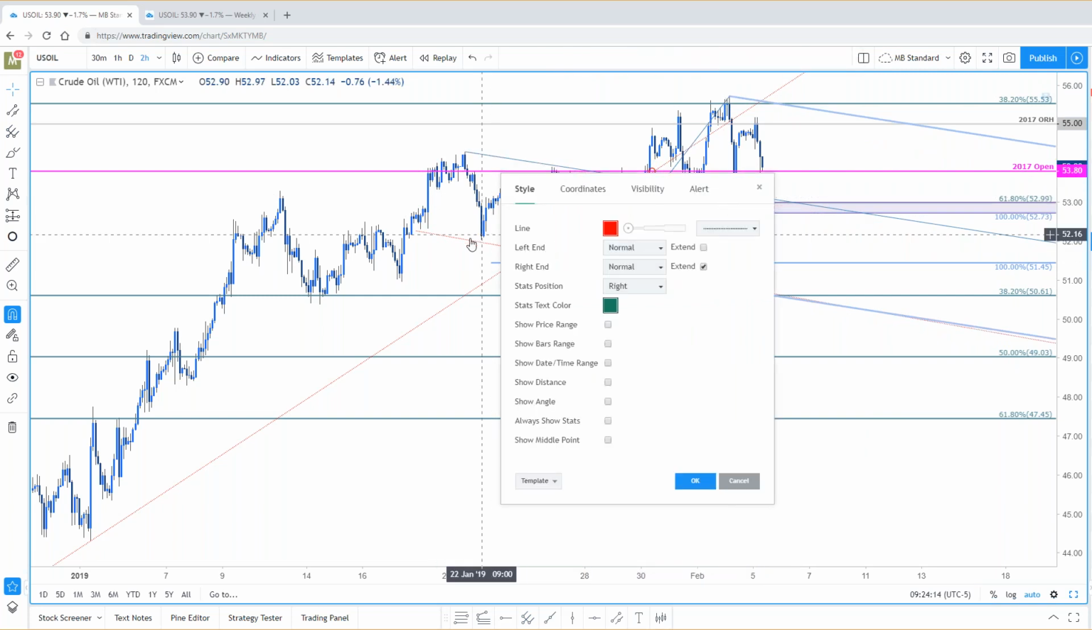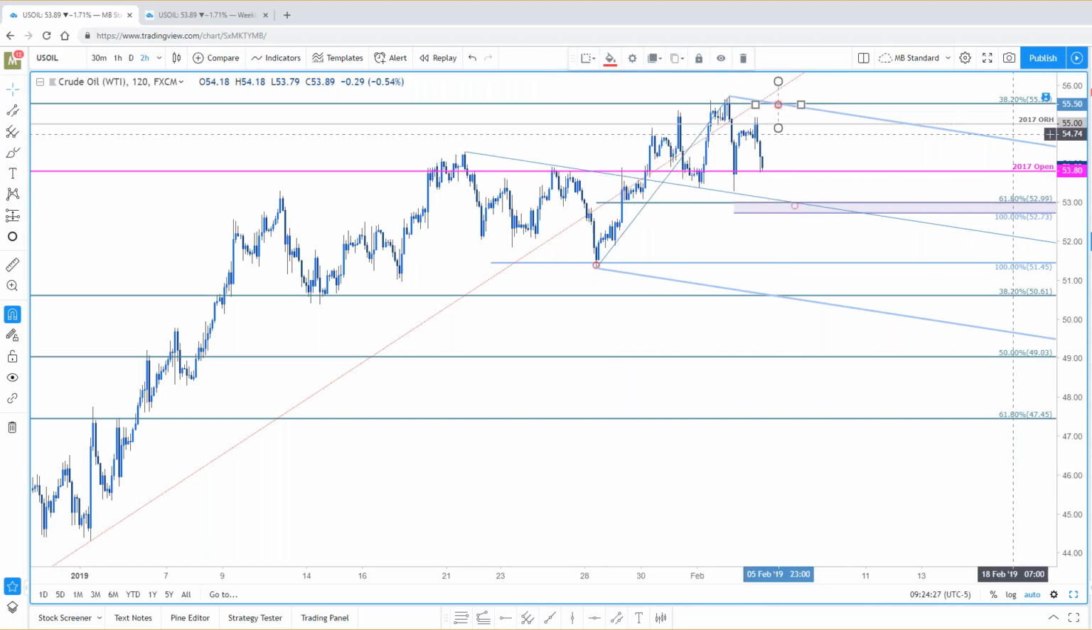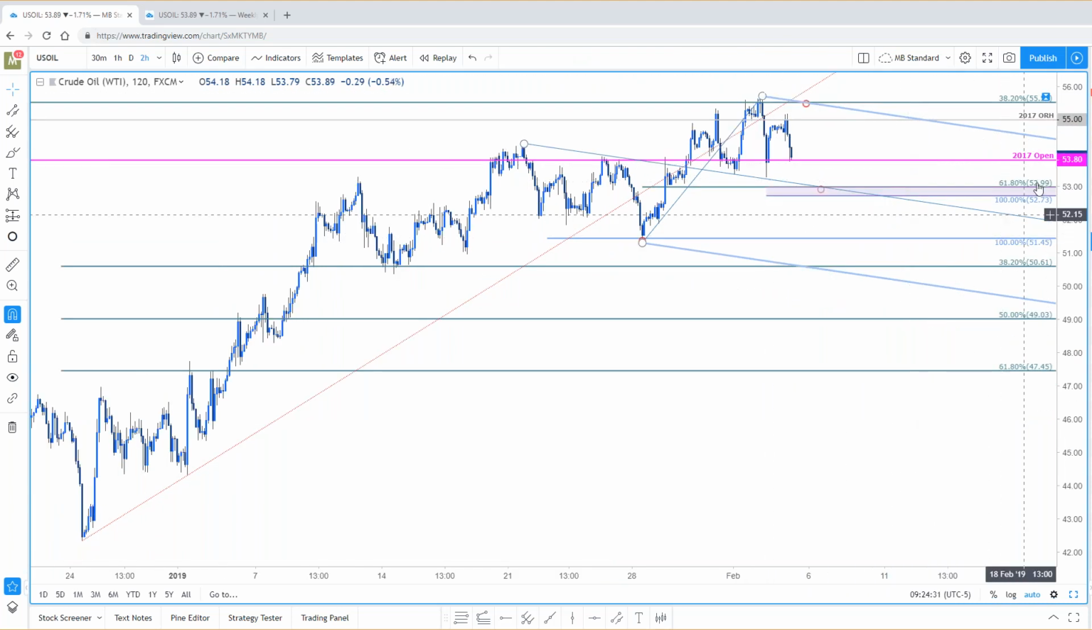Let's dodge this. This is a really clean setup here. Look at this, guys. It brings your bearish invalidation right up here back to that 55 level. That's the breakout level. Not bad.